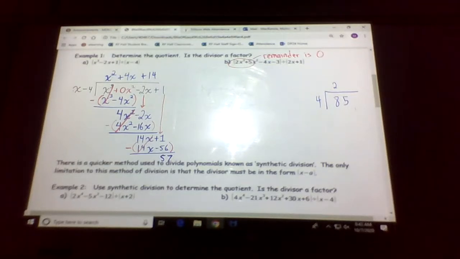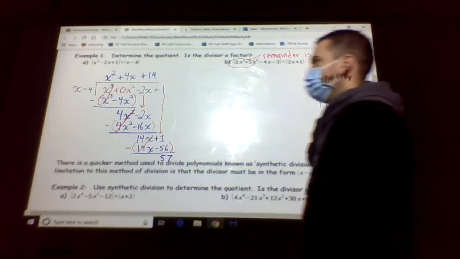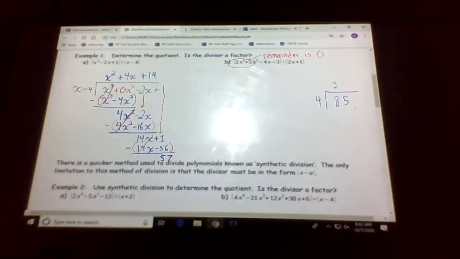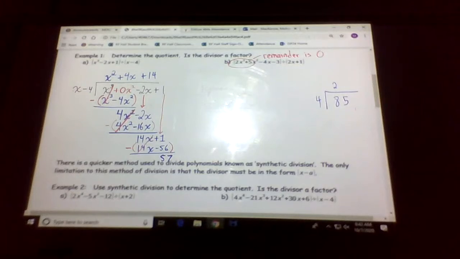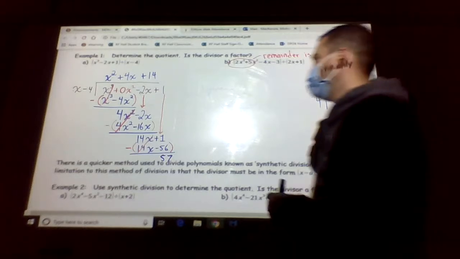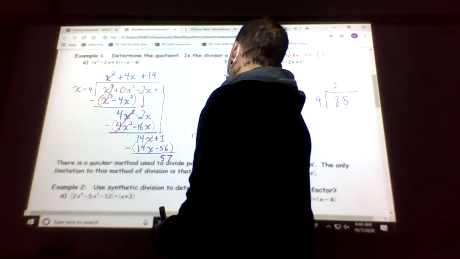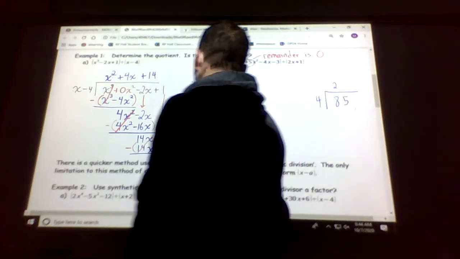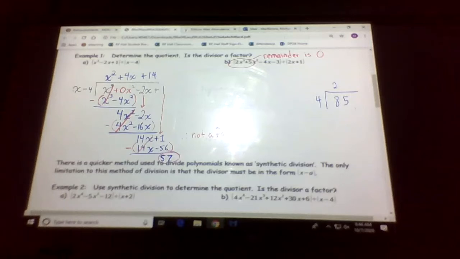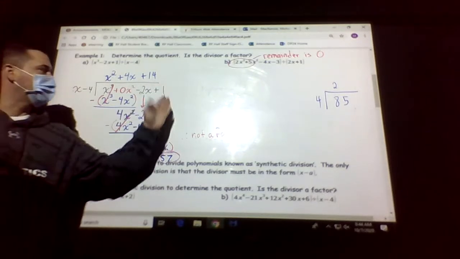So the question asks, is the divisor a factor? If I divide by x minus 4, is it a factor? Samantha? It's not. Good. Why? Because the remainder is not 0. So the remainder is not 0, therefore not a factor. And we stop there. Once you can't carry anything else down, you stop. There aren't any other numbers.